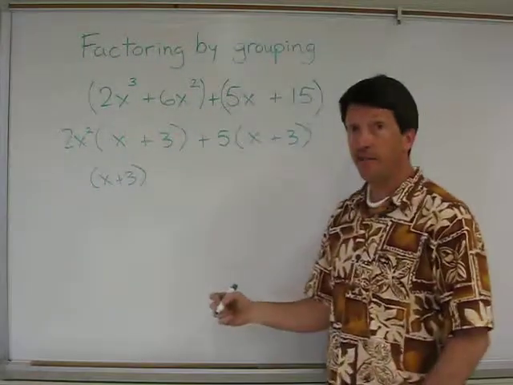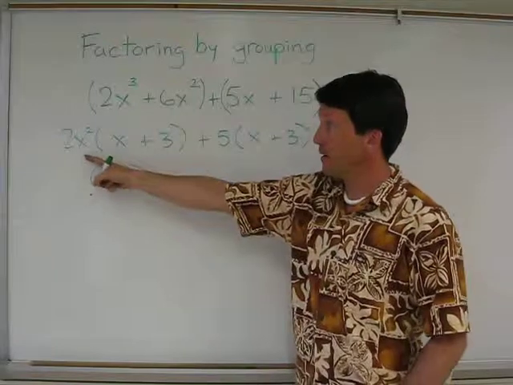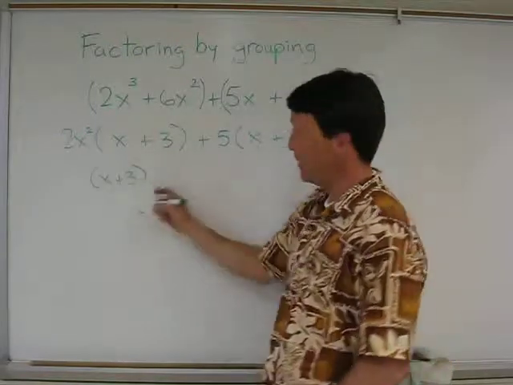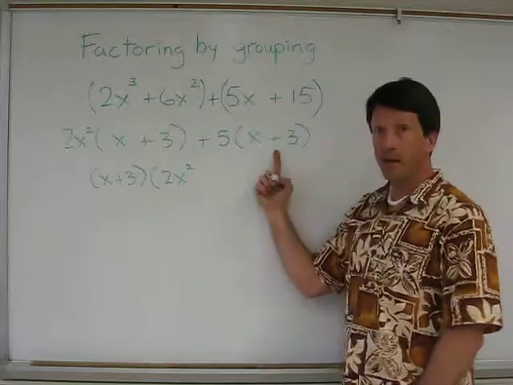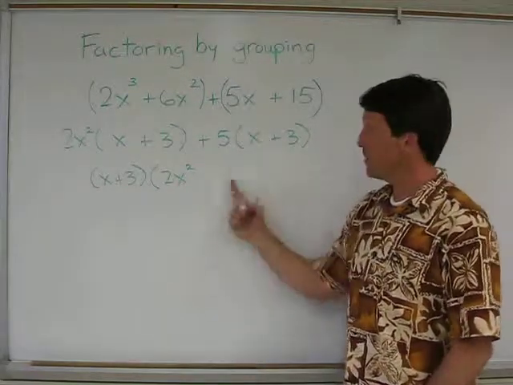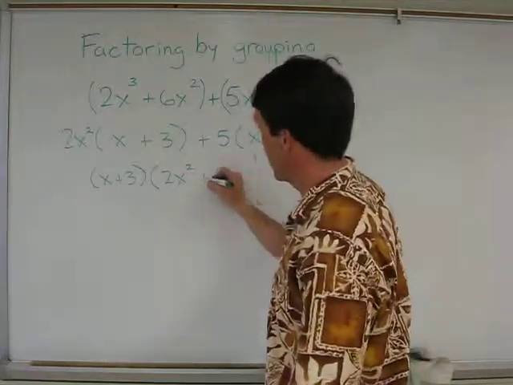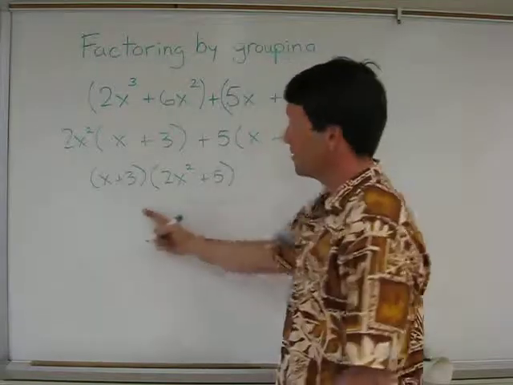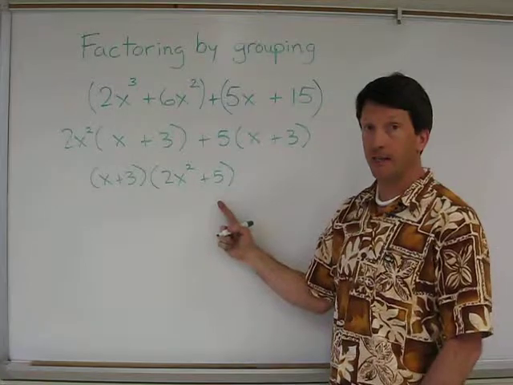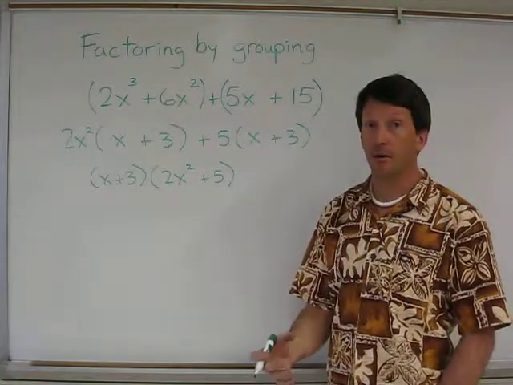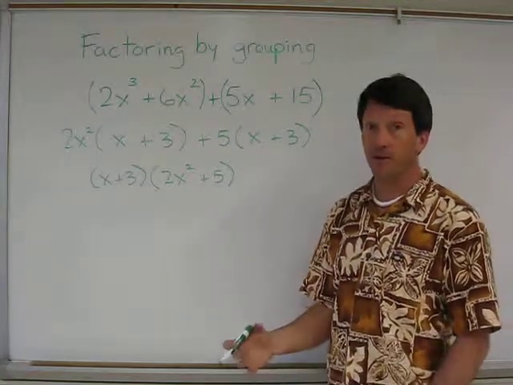Now since that got factored out from this first part, all that's left is 2x squared. And it got factored out here also, so all that you have left is the 5. So here's your 2 factors. This one's now factored completely. So anytime you see 4 terms, you want to think about using factoring by grouping.